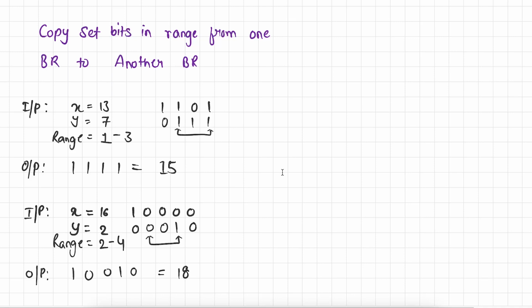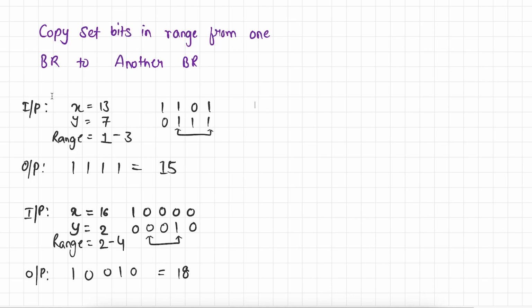So let's get started. So let's see this problem. We are given two numbers x and y. Our task is to consider the binary representation of both the numbers and copy all the set bits in a range from number y to number x. So it is a little bit tricky to understand. So let's understand this problem with some examples.